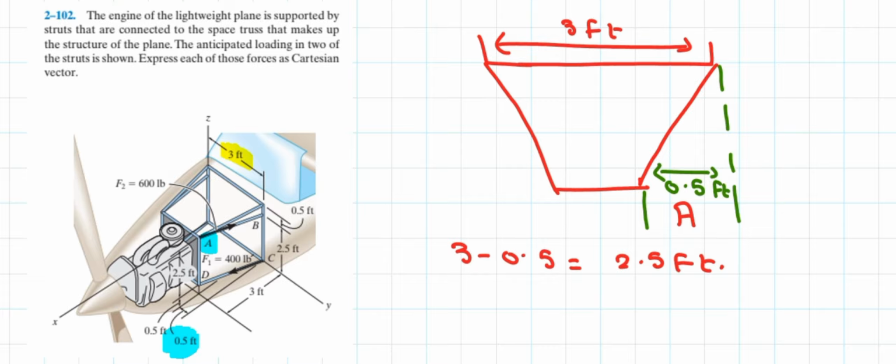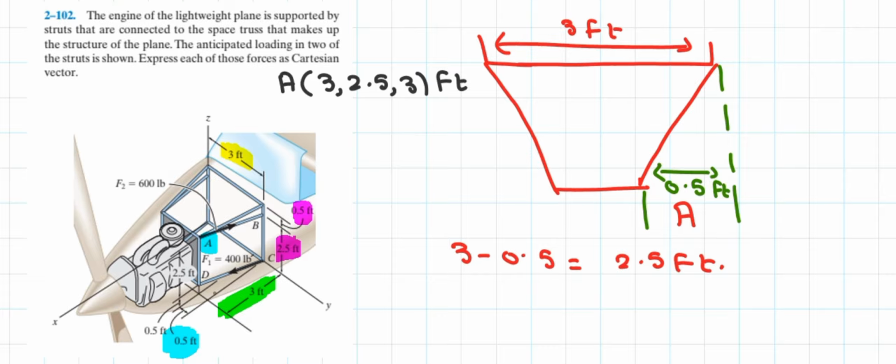Similarly, this 3 foot distance right here is basically the x value present in point A, and it is a positive x value because it is indicated outward from the screen. And lastly, this 0.5 foot plus 2.5 foot is basically the z value present in point A, and it is a positive z value because it is indicated upward on the screen. So the location of point A is (3, 2.5, 3) foot. This is basically the location of point A.